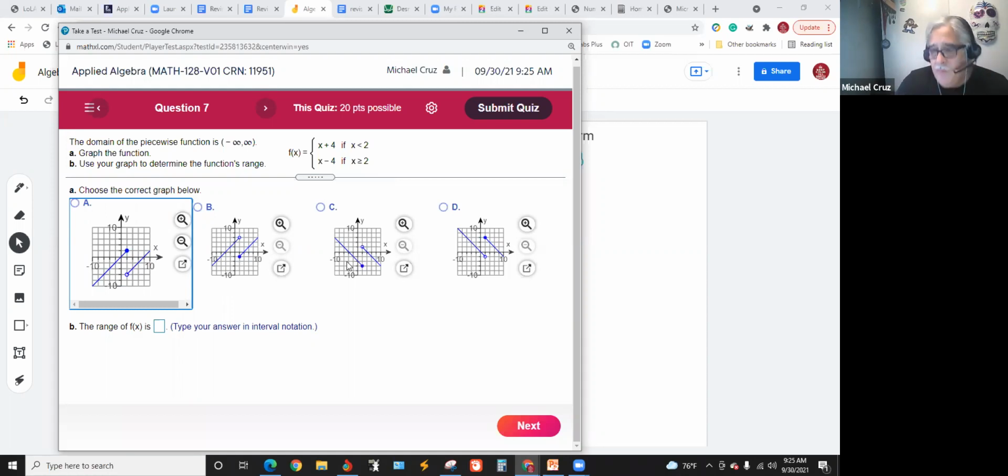All right. Now, let me just let you in on a couple of little secrets to help eliminate this. x plus 4 and x minus 4, both of those are what we would call a positive slope. In other words, the line has to be laying like this. As we go across on the x-axis, the y values are getting higher. So we can eliminate C and D from this.